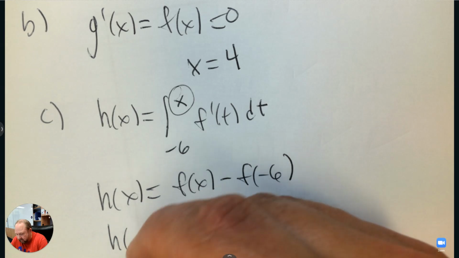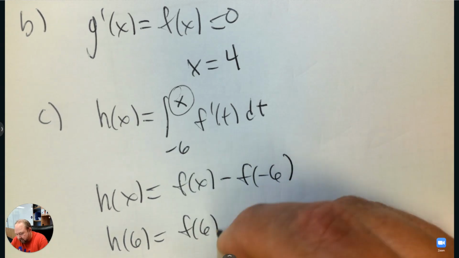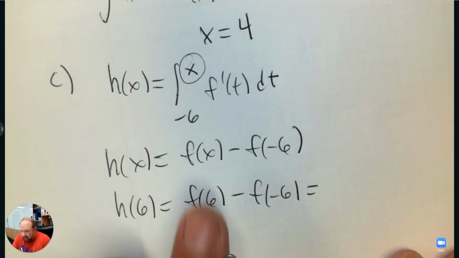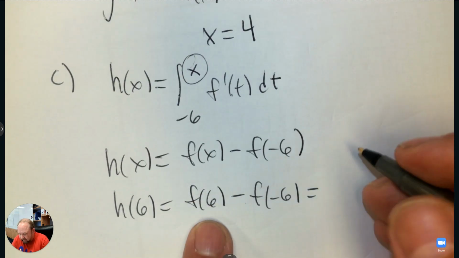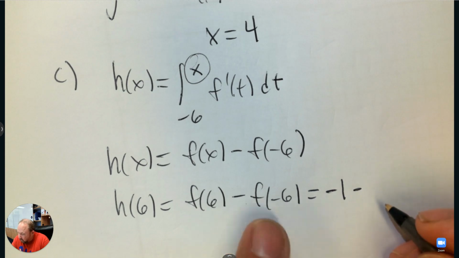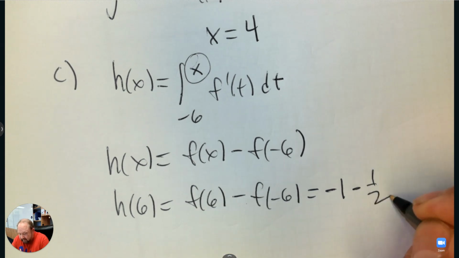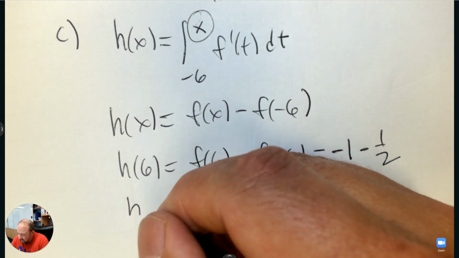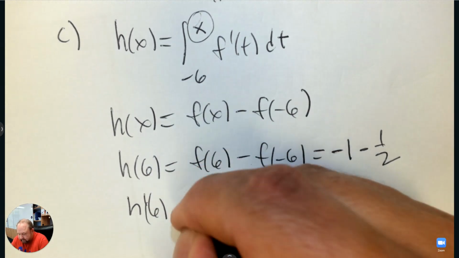So the first question was h at 6. So then we just plug in 6. So off the graph, what's the y coordinate at 6? It's -1. What's the y coordinate at -6? It's 1/2. You don't have to simplify it, but it's -1/2, 1.5. The next one is the derivative at 6.